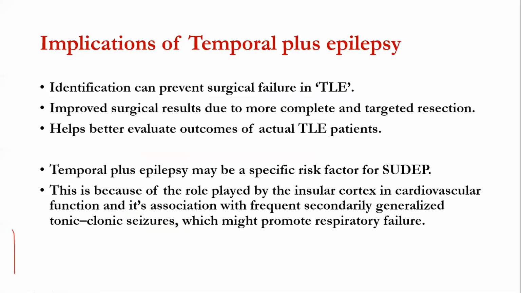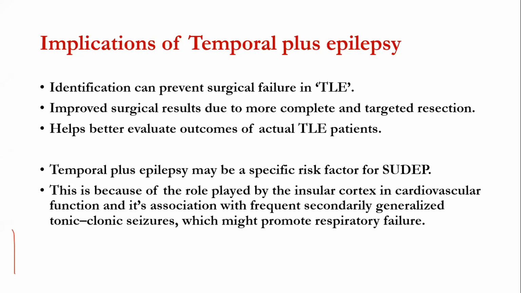And if you identify them correctly, you can plan your surgery better so that you have improved surgical results. Any of the TLE studies, the temporal lobe epilepsy studies, are contaminated by the presence of temporal plus, and the outcomes of hippocampal sclerosis and other mesial temporal epilepsies are kind of distorted. So maybe with better identification of these entities, we'll have more pure TLE groups to evaluate.